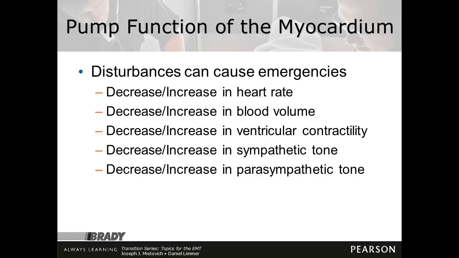An increase or decrease in sympathetic tone will cause the heart to beat faster and stronger and the peripheral vessels to contract. A decrease in or increase in parasympathetic tone will cause the heart to slow down and cause the peripheral vessels to relax.